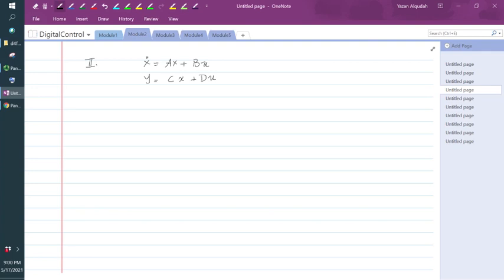So we're going to take the Laplace transform. Of course, so far we did not talk about D, so we can keep it or we can ignore it for the time being, either way. We're going to take the Laplace transform of this state space representation and we're going to set initial conditions to 0.